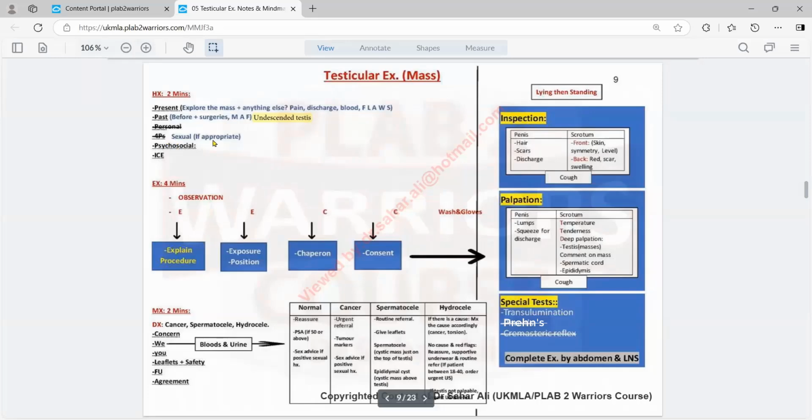Sexual history, to be honest, in testicular mass, I don't ask it. Okay, if you feel it's appropriate, you can ask, but in testicular mass, no. I can ask sexual history in testicular pain, more with testicular pain, but with testicular mass, no. All right, so I've written sexual if appropriate, if you feel it's appropriate. All right.